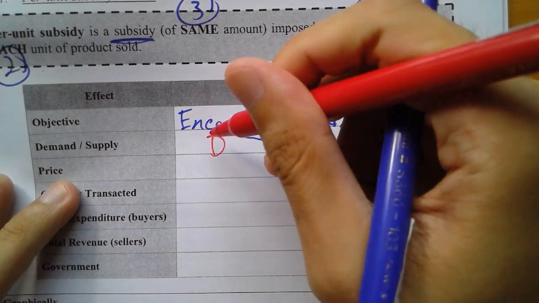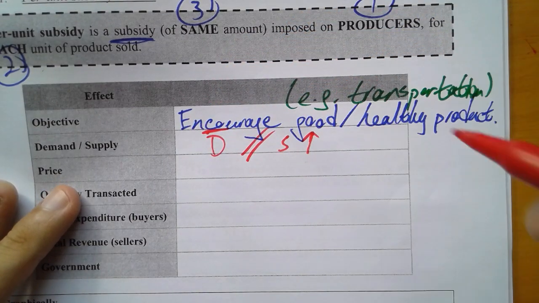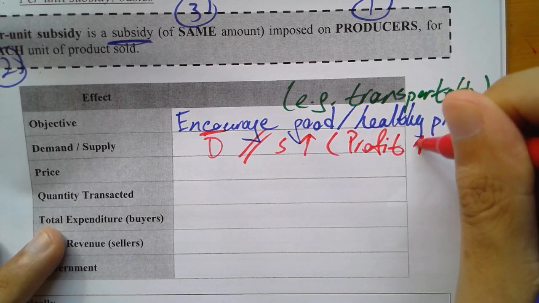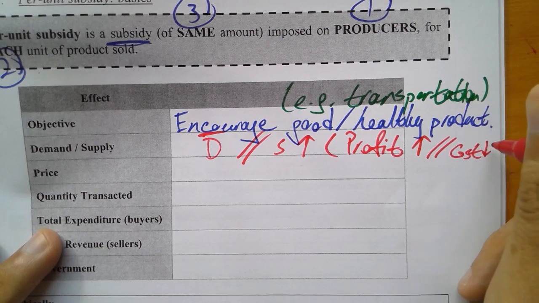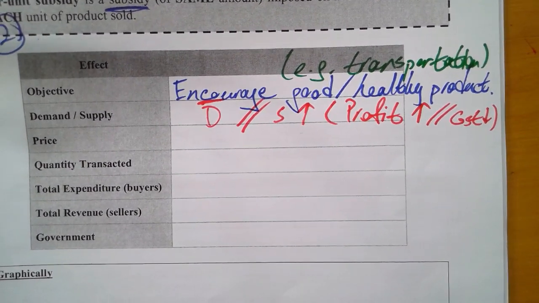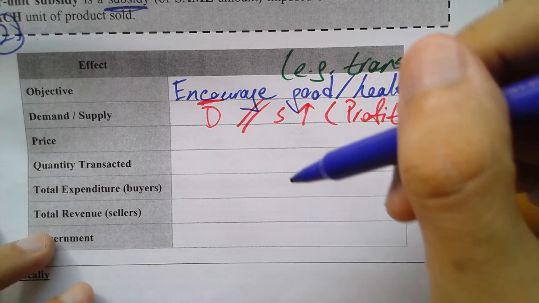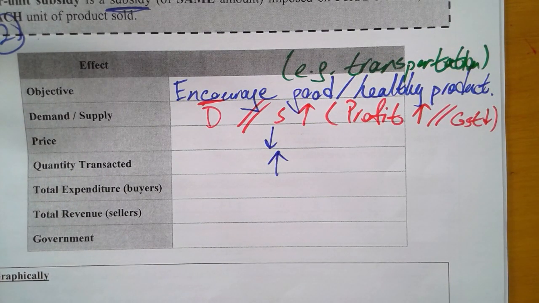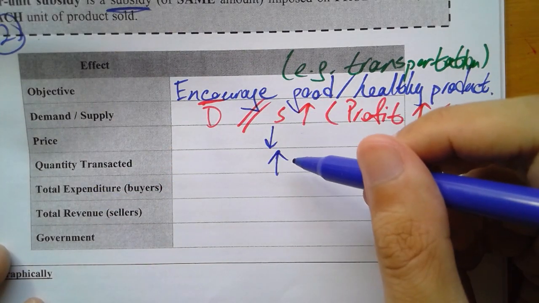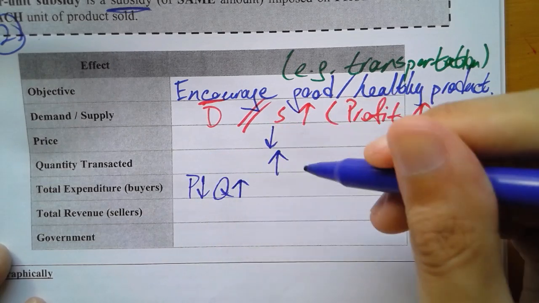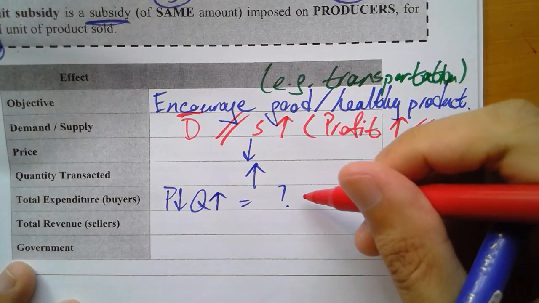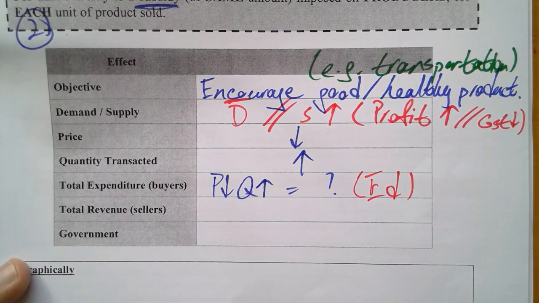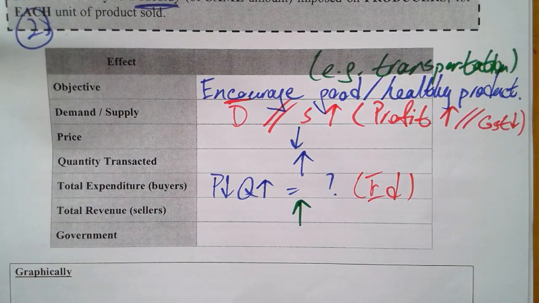Now this is also just the opposite. Demand remains unchanged. This time supply would increase for one good reason: if you give me a subsidy, think of it as a profit increase, or think of it as the cost having decreased. 政府幫你包底啊，唔使用咁多成本啊。Obviously, with a subsidy, price would go down, and quantity would go up, because we want to use more good and healthy products. So for P times Q, one goes up, one goes down. 而家 P 跌，Q 升。Therefore, we do not know. That's a big question mark, and it depends on elasticity of demand.